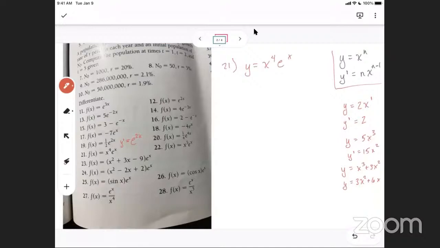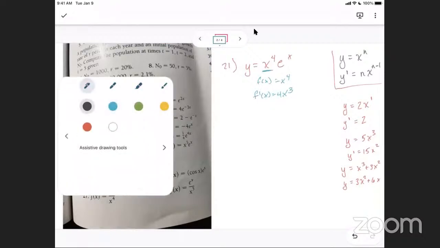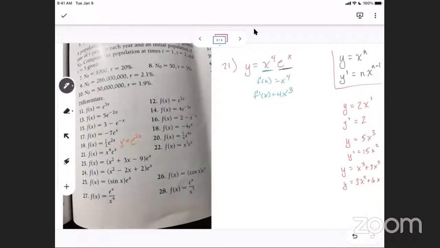So let's call this, I'm going to color code this for you. Let's call this f of x. So f of x equals x to the 4th, and the derivative of f of x is 4x cubed, sorry. Follow that? Yes. And let's call the e to the x g of x. What's the derivative of e to the x?